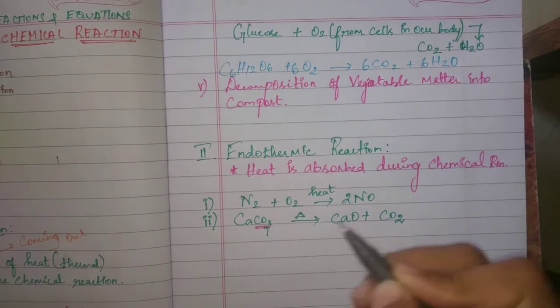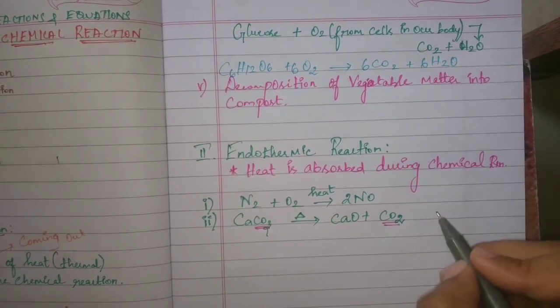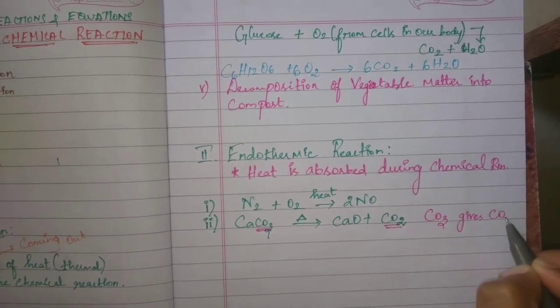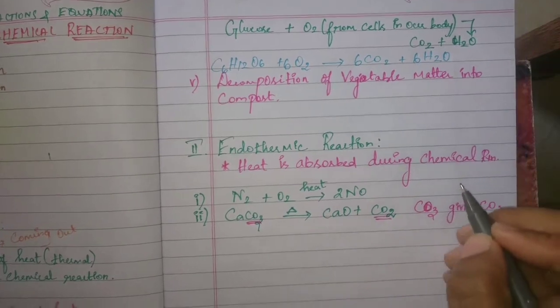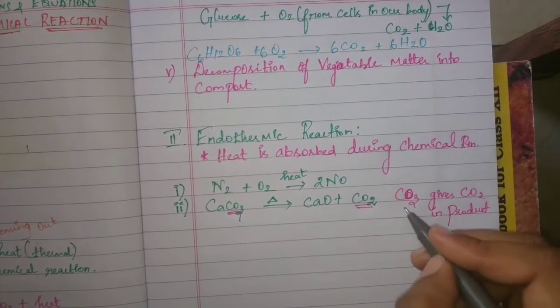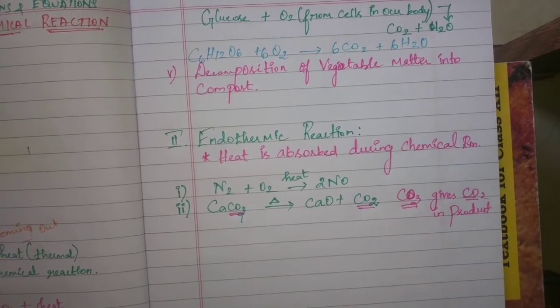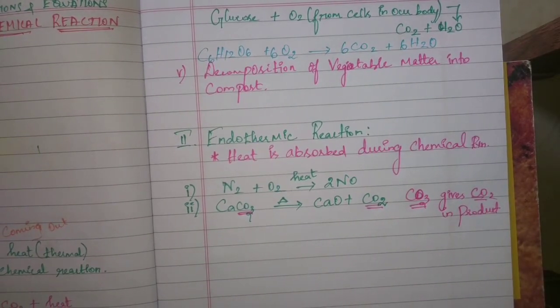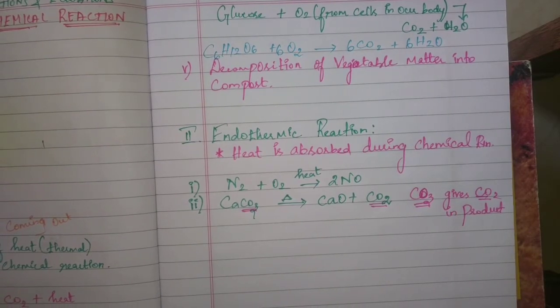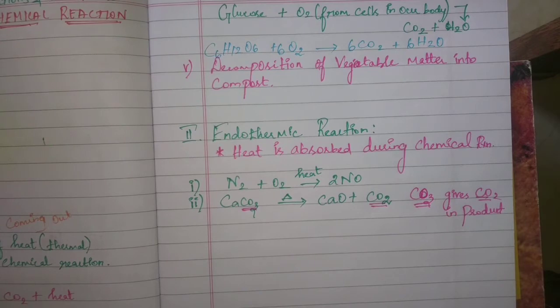Whenever CO3 is there, it gives CO2. So CO3 gives CO2 in product. So this is one important hint, students, here. So here dissolution of ammonium chloride in water or decomposition of ferrous sulfate, these are example of endothermic reaction, students.